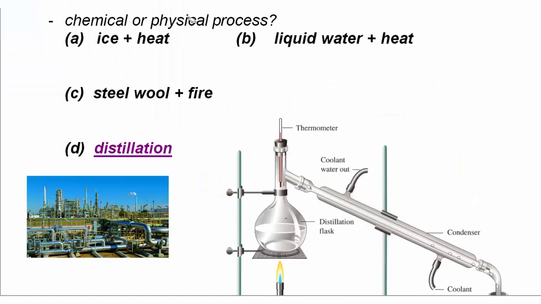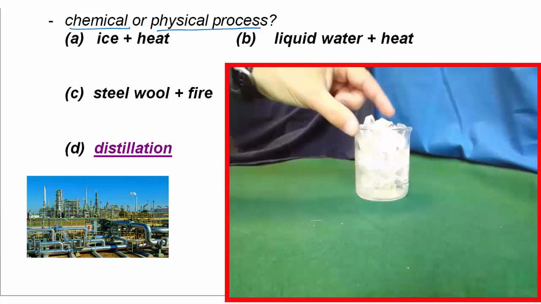Let's see if we can determine whether the below processes are chemical or physical processes. Now remember, in a chemical process, you're actually getting something new. In a physical process, nothing new is generated. It was always there. Okay? Here's ice.